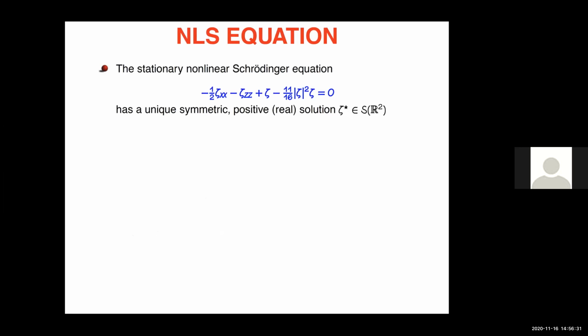So let's take a closer look at this equation. The most important fact here is that it has a unique symmetric positive solution zeta star, which decays exponentially in x and z. In other words, a localized solution. Symmetric means again symmetric with respect to x and z. Now you can find an exposition of that result together with all the references in the literature leading up to it in the book by Sulem and Sulem called Nonlinear Schrödinger Equation.